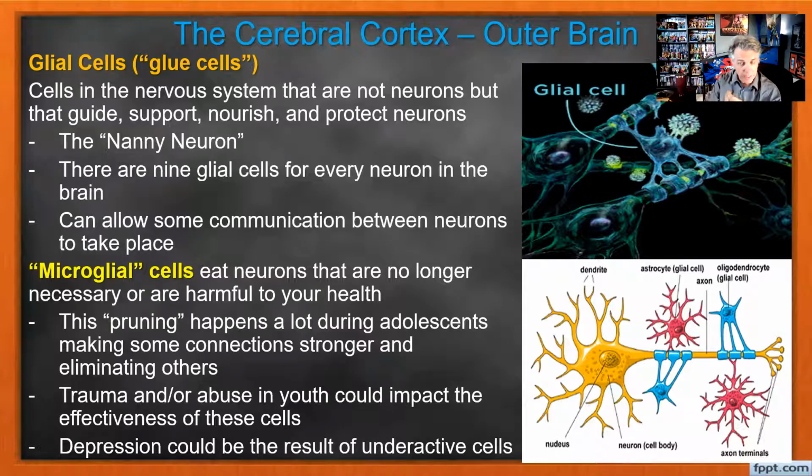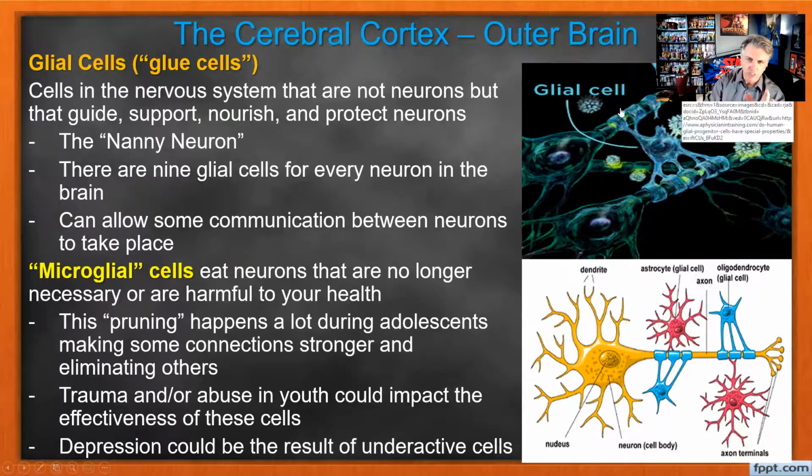Now, what's also interesting about these glial cells is that not only do they clean up the neurons, but sometimes they will also interconnect neurons, which means it's very possible that some of the messages that are shooting across neurons can also shoot across these glial cells as well.